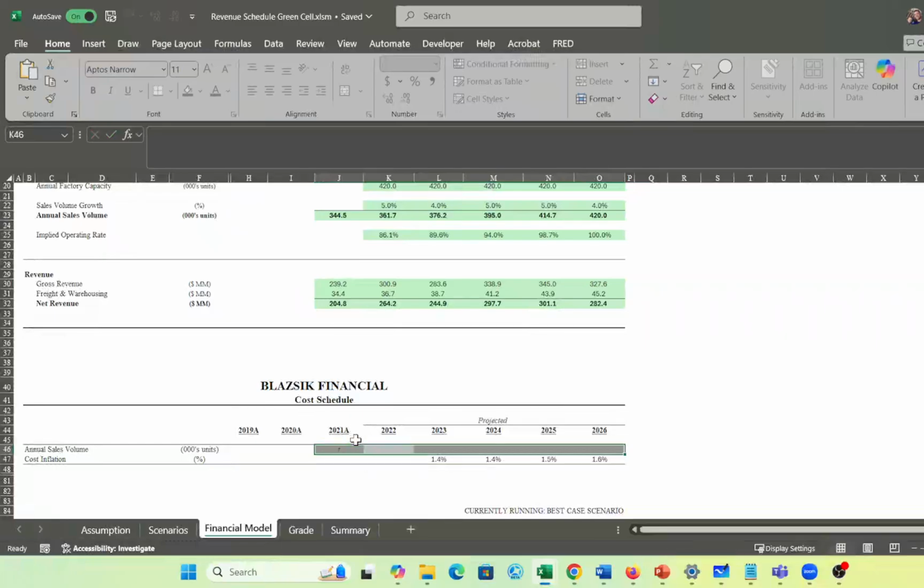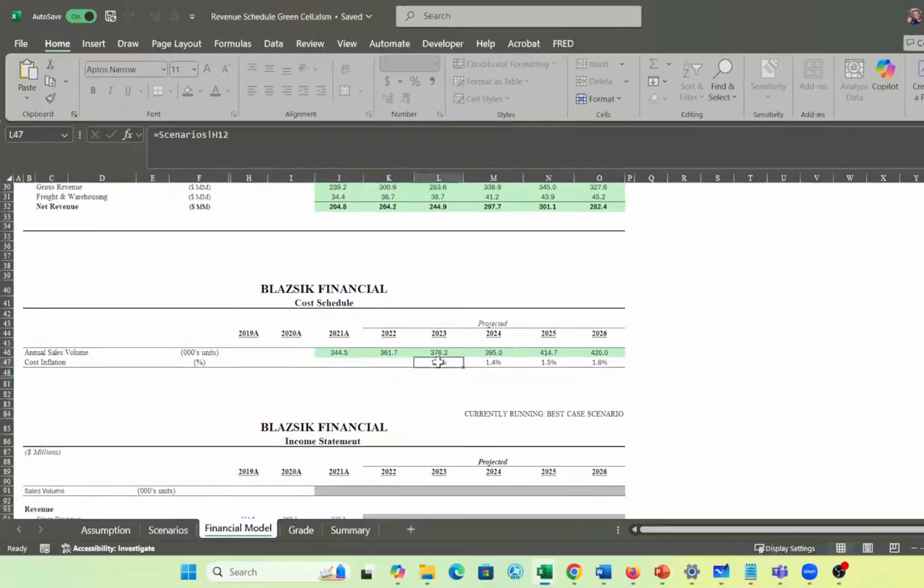Oh, messed up. So if you do that, hit Control Z, it always goes back. And then I'm going to go Control R, and that's going to drag those values over down on our cost schedule. I also included the cost inflation, which we're going to need for other aspects of that.